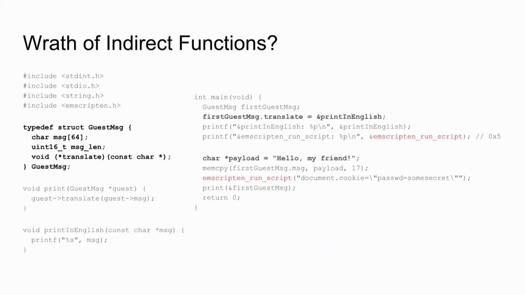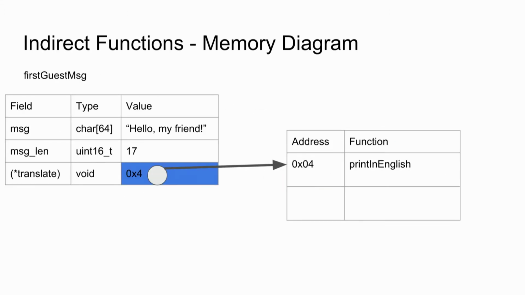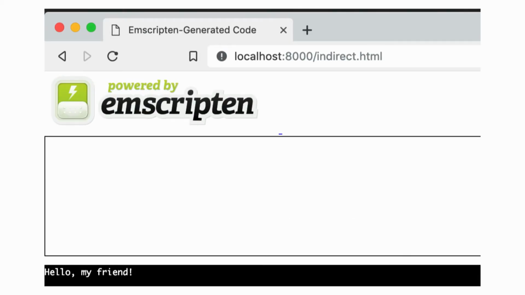Indirect functions. This is also one more good example of how buffer overflows can be a problem with WebAssembly. This is a very simple example of a guest book where a user can type in a message. There's a message length, and based on the language, there can be translation. The user sets the translation language to English. If the user is nice and just prints out the payload, we can see that the message will be filled with "hello my friend", the message length will be correct, and since the translation function is set to print in English, it will print as is.